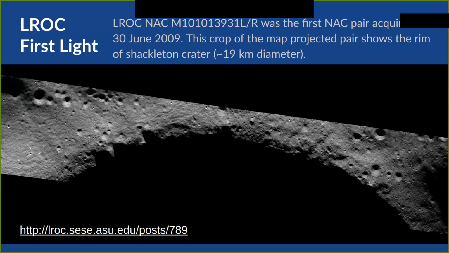So some of the images that we've taken, this is what we call our first light, the first image that we took with LROC when we got to the moon. And this is actually right at the South Pole. This was taken on June 30th, 2009. And this map projected pair shows the crater, the rim of the Shackleton crater. And the South Pole is right off the rim of Shackleton crater. So we're almost directly at the South Pole here.